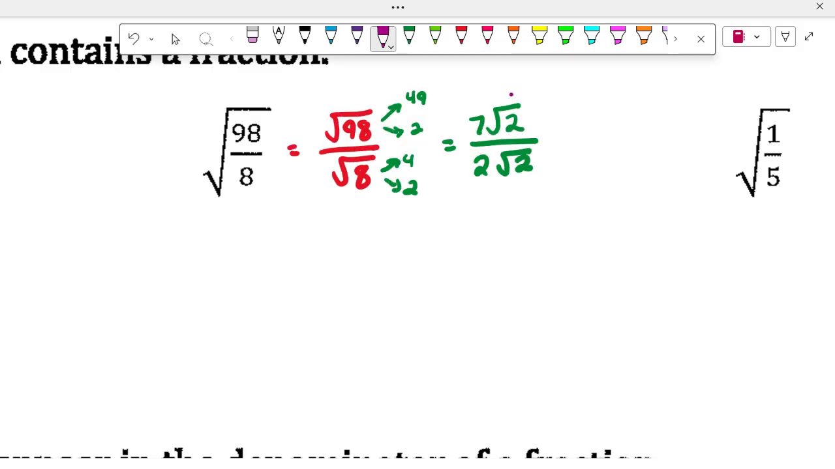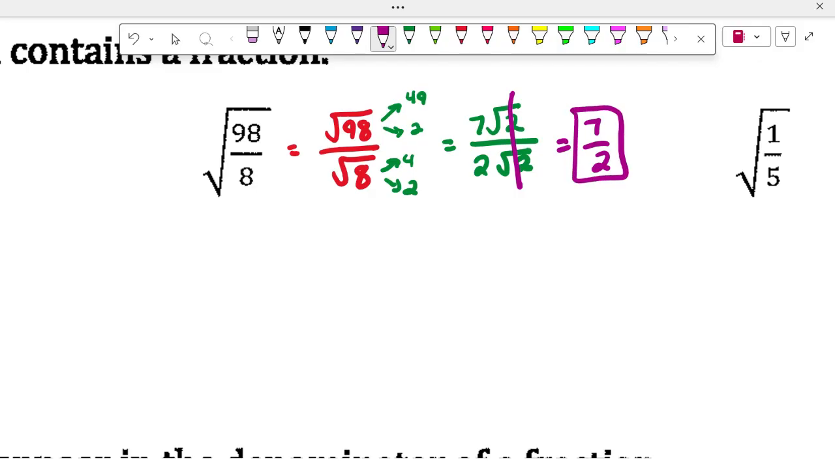Now, if I look at this, what happens? We actually don't have to worry about rationalizing in this case because something else happens. They have the square root in the top and the bottom. So what happens to them? They cancel out. The square root of 2 divided by the square root of 2 is just 1. So we can cancel them out. So my answer is 7/2.